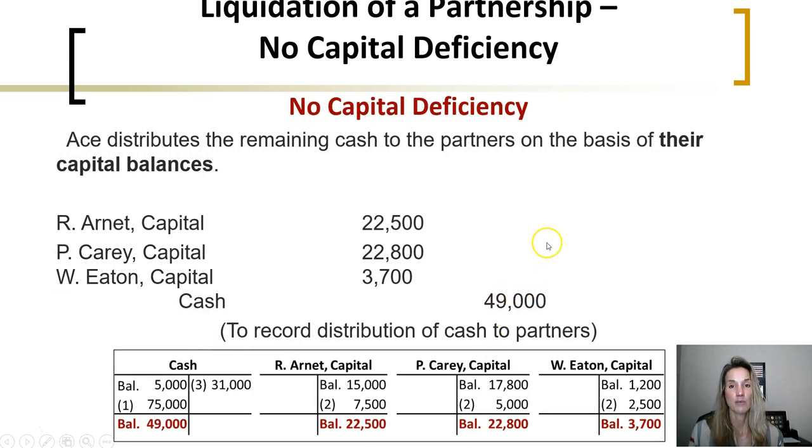After those liabilities are paid, the balance in the cash is now $49,000, which was the beginning balance in cash, plus the cash received when the assets were sold, less the cash used to pay off the debt. The ending balance in cash is allocated to the partners based on the value of their capital accounts. Of the total $49,000 in cash, $22,500 will go to Arnett, $22,800 to Carrie, and $3,700 to Eaton, essentially cashing out their capital accounts.